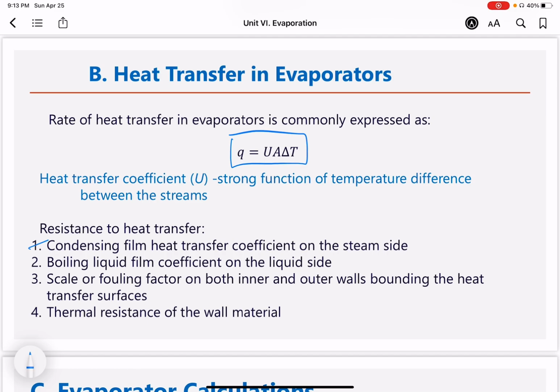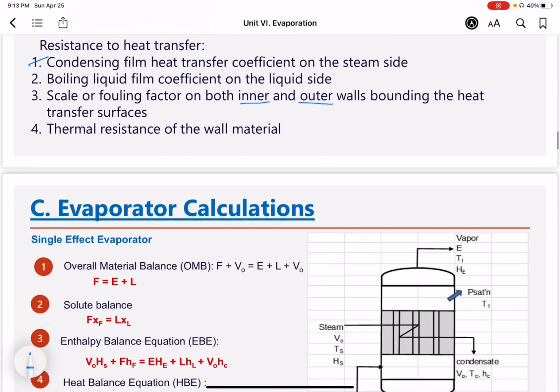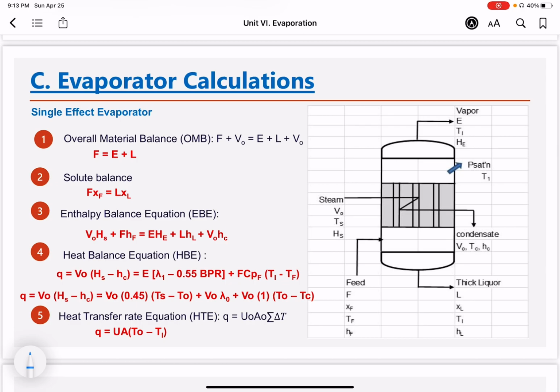Third is the scale. Of course, even in other heat transfer topics that we have discussed, scale and fouling can always affect the heat transfer rate. So here, scale or fouling factors on both the inner and the outer walls bound the heat transfer surfaces. But of course, in most evaporator calculations, this is deemed negligible. And the last one is the thermal resistance of the wall material. Okay, let's talk about evaporator calculations.